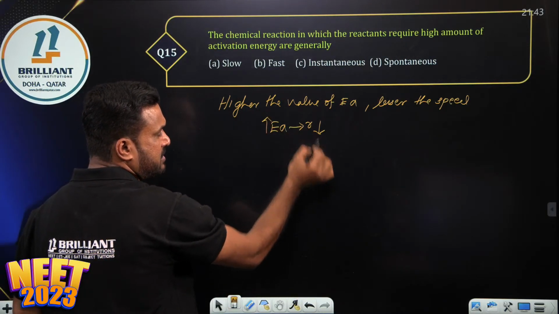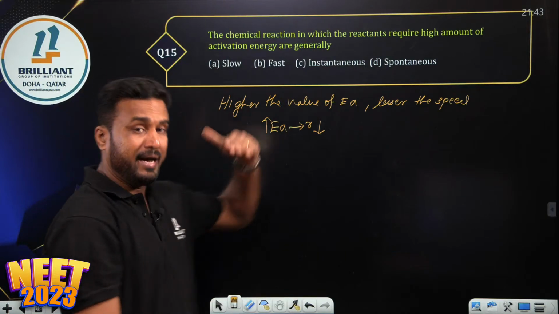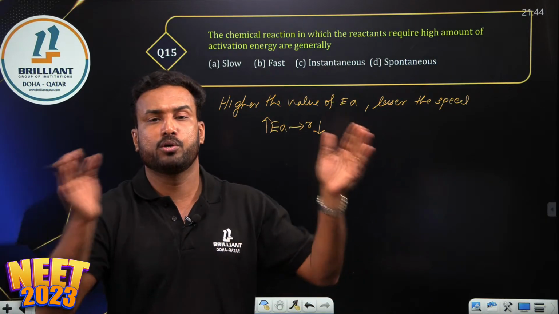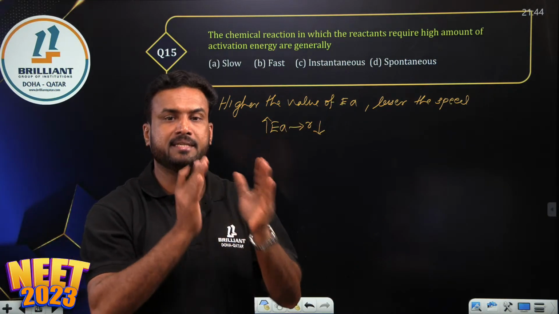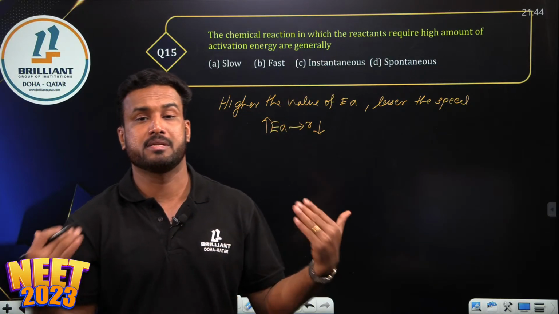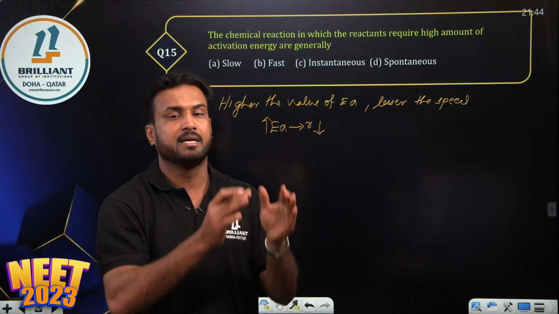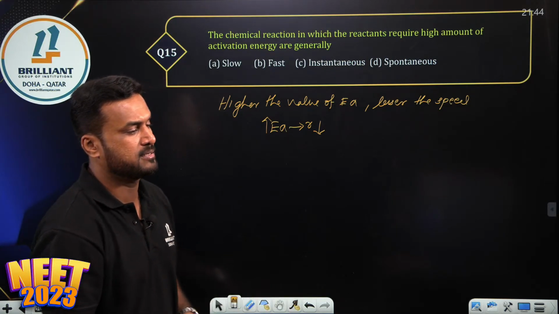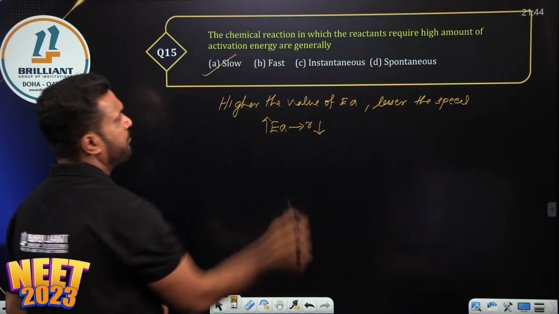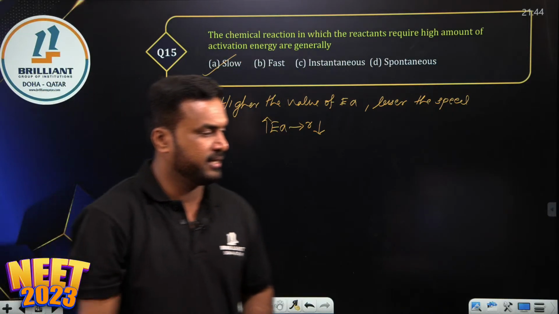When EA increases, rate of reaction will be less, because higher activation energy means more energy we need to supply, then only reactant molecules will get threshold energy. It takes time, or more energy we need to supply, then the rate of reaction will be less, because fewer molecules will get activation energy, meaning the number of effective collisions will be less. Yes, Hiba, well done. So correct answer is A, reaction will be slow. It was a direct question.